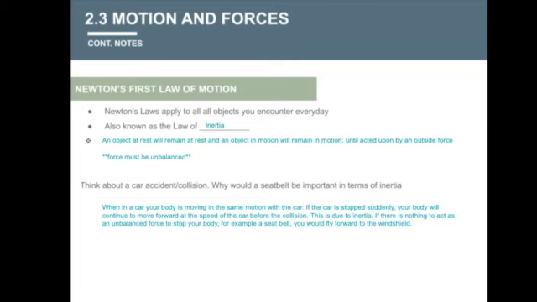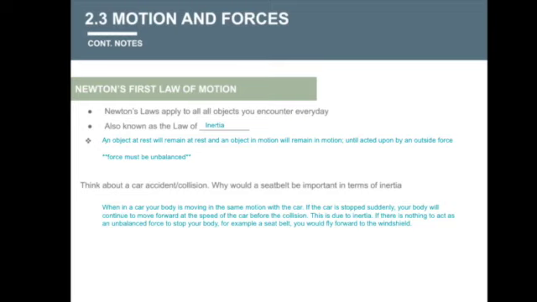Think about a car accident or collision. Why would a seatbelt be important in terms of inertia? You might have experienced this before: you're riding along in the car and all of a sudden, let's say your mom slams on the brakes because someone in front of her pulls out. Your body continues to go forward, and your mom probably did the mom arm where she stuck her arm out to catch you. So the seatbelt is there to be your mom arm.